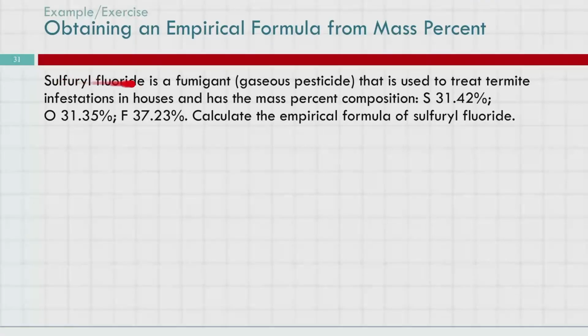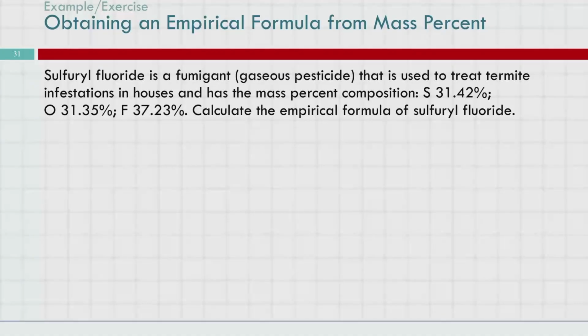So sulfuryl fluoride is a fumigant, a gaseous pesticide that's used to treat termite infestations in houses, and it has the mass percent composition as follows. If you've ever driven around and seen a house that looks like they're throwing a clown party, all tarped and tented up, sulfuryl fluoride is the key fumigant they're using in there. There's also a trace amount, like 1%, I think, of chloropicrin, which is a lacrimator. And that's all just fun stuff that's an aside.